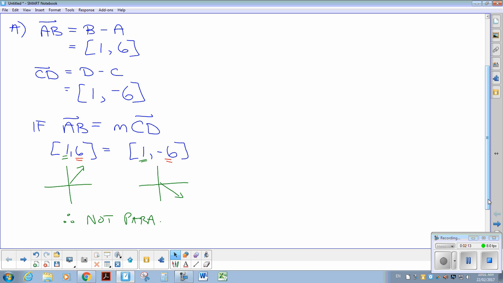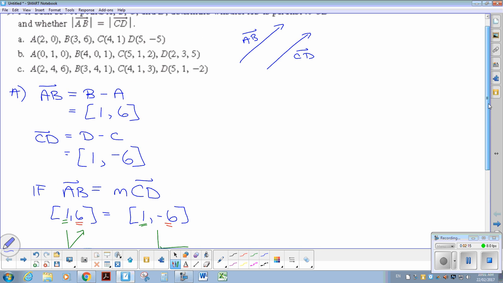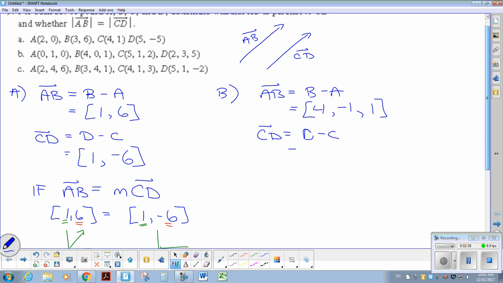All right, try one more, and I'll leave C for you to try on your own to make sure you're good with it. So same process, vector AB is the point B minus A. Works the same way for 3D. So here we have 4 take away 0 is 4, negative 1. Hopefully I'm doing my mental math properly here. Vector CD equals D minus C. So that one's going to be negative 3, 3 take away 1 is 2, 5 take away 2 is 3.